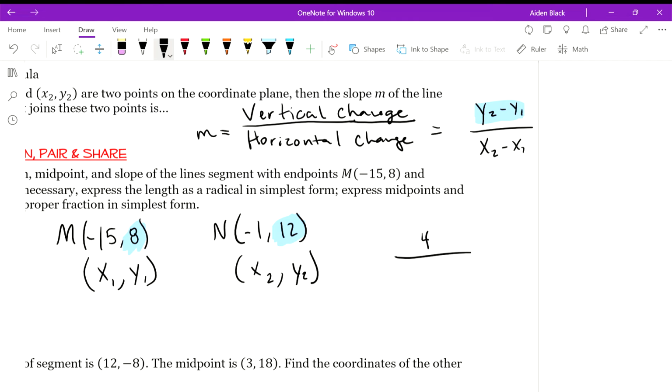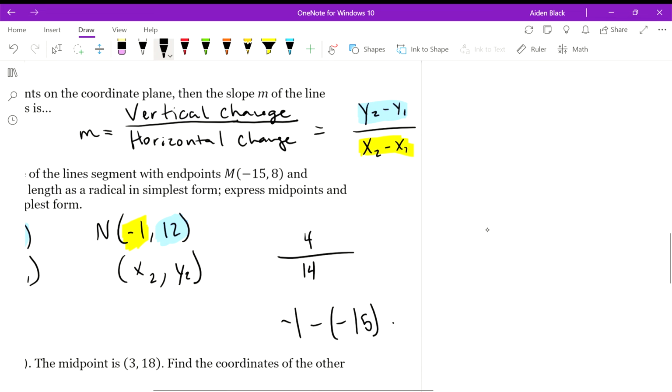Now what's our horizontal change? Our horizontal change is x2 minus x1. So here's negative 1. And we're just going to subtract out negative 15. So negative 1, I look at it as the difference between those 2 points. So the distance between those 2 points is 14. Otherwise, you could have done negative 1 minus negative 15, which is equal to negative 1 plus 15, which you know is 14.